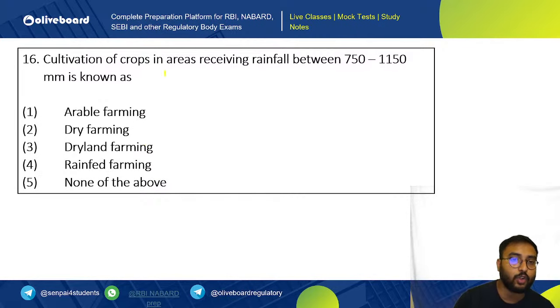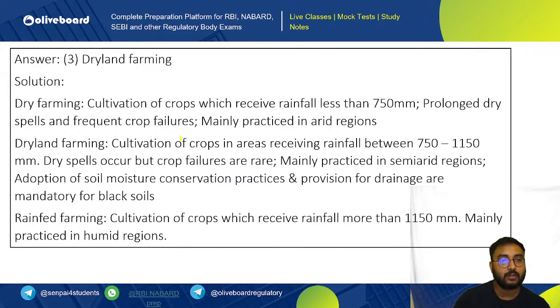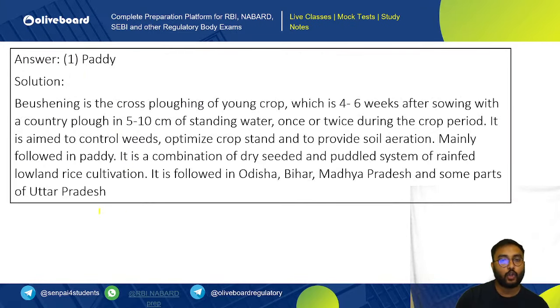The cultivation of the crops in the areas which receive rainfall between 750 to 1150 mm is called as dryland farming. Bushing is the process followed in which of the following crop? It is followed in your paddy crop when young crop is plowed when it is 4 to 6 weeks standing and growing.